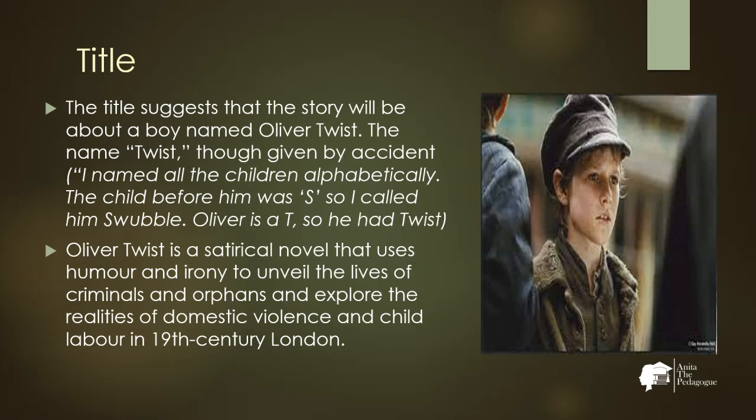Oliver Twist is a satirical novel. A satire is a story that ridicules a social issue. So, Dickens uses humor and irony to unveil the lives of criminals and orphans and explore the realities of domestic violence and child labor in 19th century London.